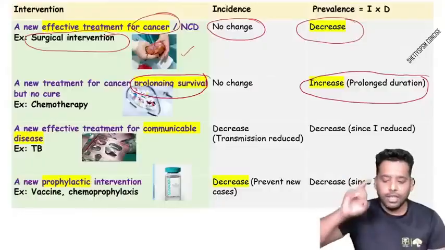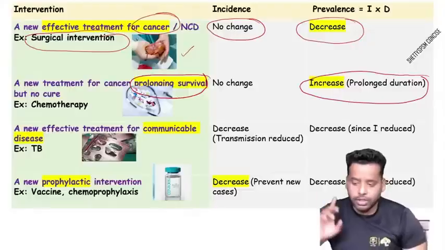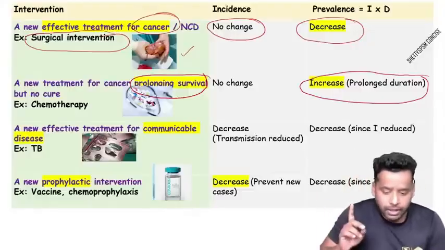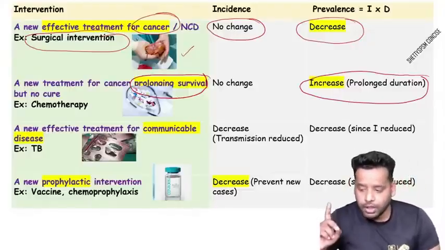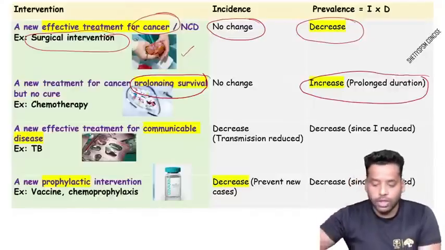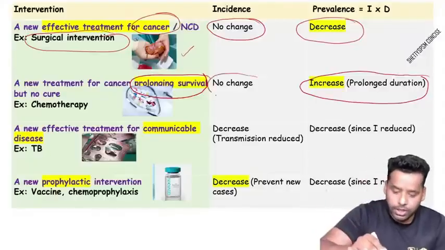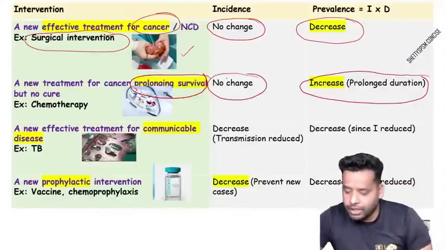What is the reason? Duration is prolonged, prevalence will increase. Tell me yes or no. Duration is prolonged, prevalence will increase. Yes or no. This question will come. Yes, 100%. Incidence doesn't change, prevalence will be increased.